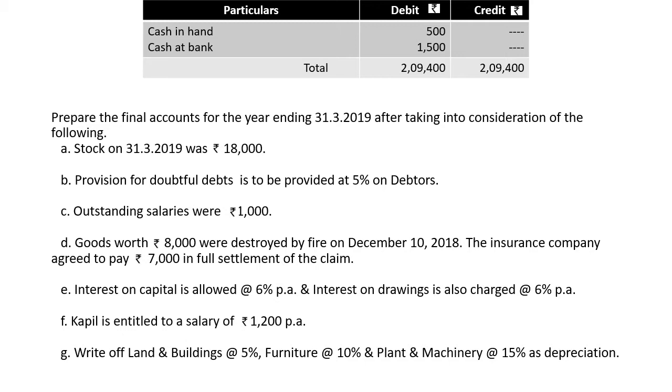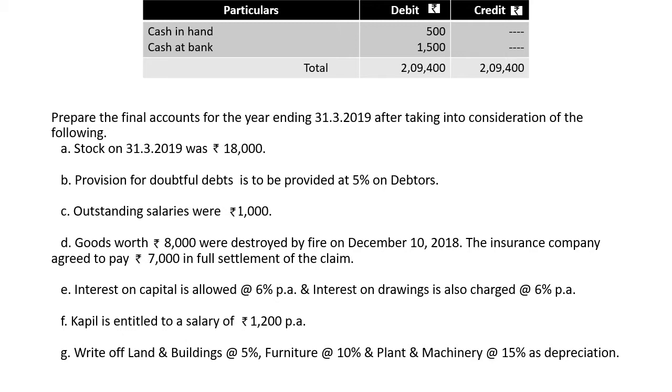Next, provision for doubtful debts is to be provided at 5% on debtors. It means we have to create the provision and it should be added with bad debts in the profit and loss account debit side. In another place we have to deduct it from debtors. Next adjustment, outstanding salaries were 1,000 rupees. So we have to add it with salary in the profit and loss account debit side and it should be written in the liability side.